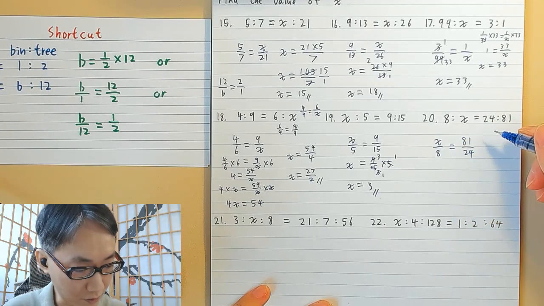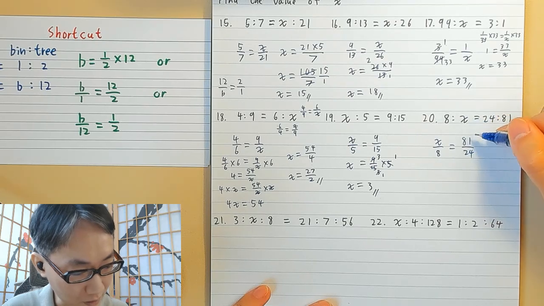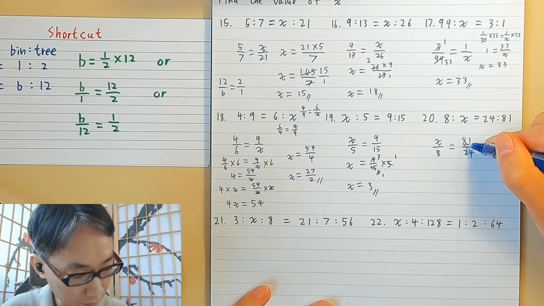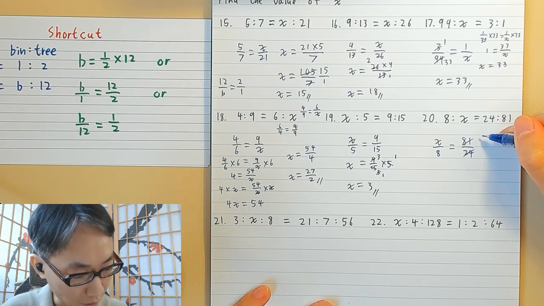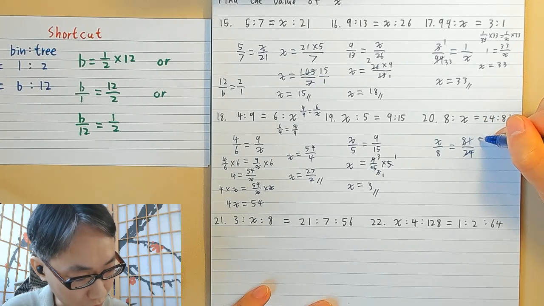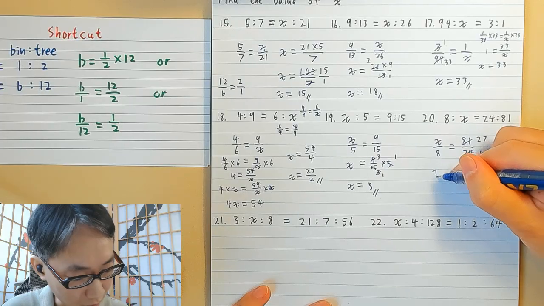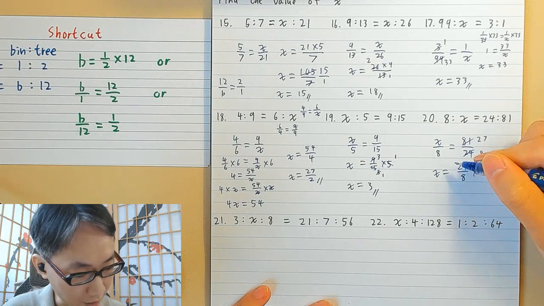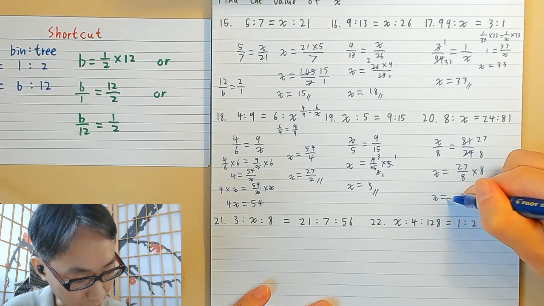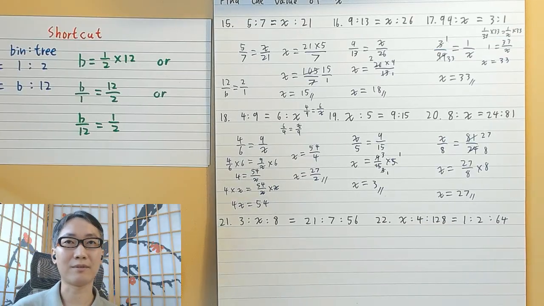So I can do this. And then this can be simplified by 3. So this will be 27, this will be 8. Then multiply both sides by 8. So x is equal to 27 over 8 times 8. So the 8 cancels. So x is equal to 27.